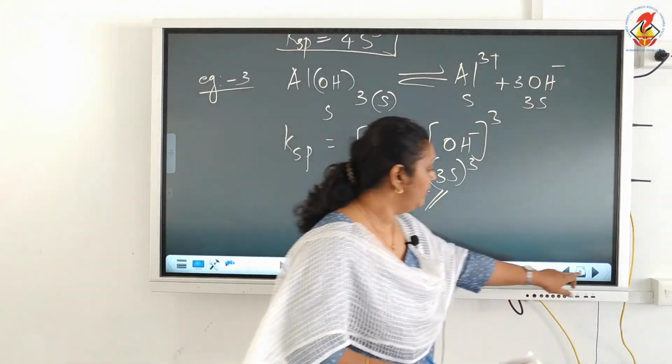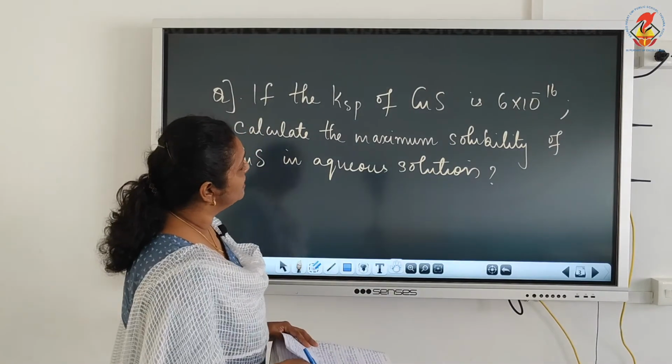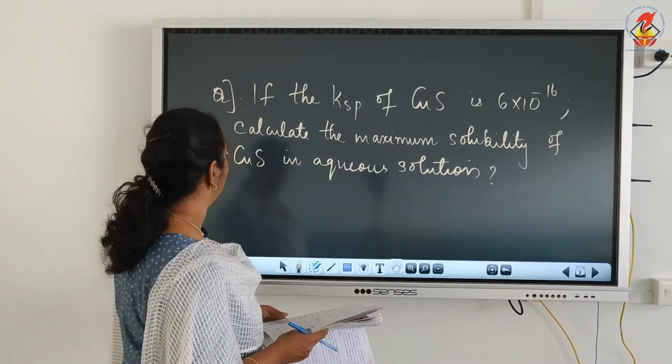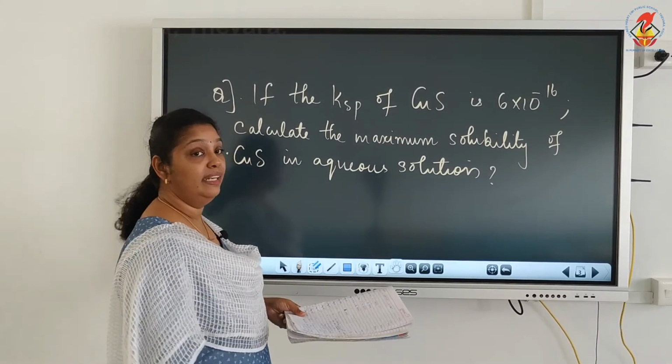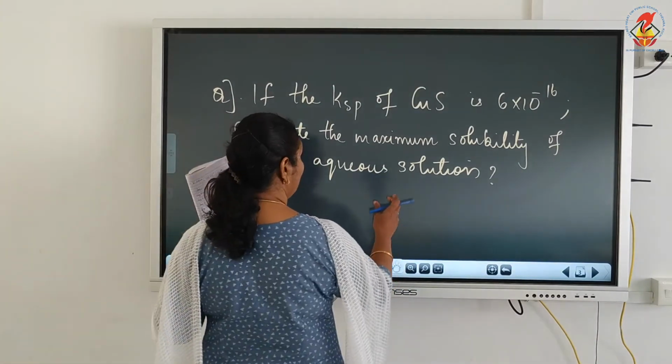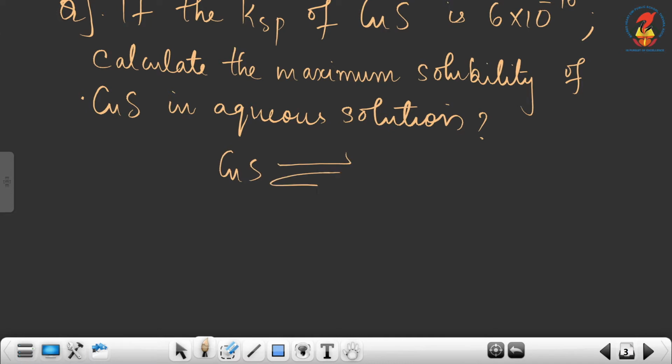Okay, now we have a problem question. If the KSP of copper sulfide is 6 into 10 raised to minus 16, calculate the maximum solubility, that is S, of copper sulfide in aqueous solution. So first let's write the equation for the ionization of copper sulfide, that is CuS will dissociate to give Cu2 plus and S2 minus, sulfide ion. We have only one mole of CuS, so S, and here also S and S.